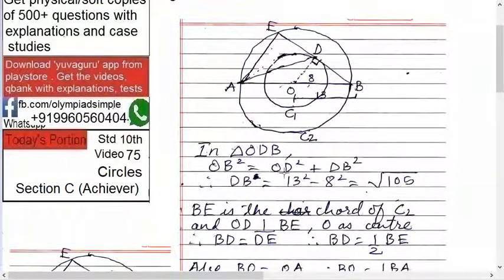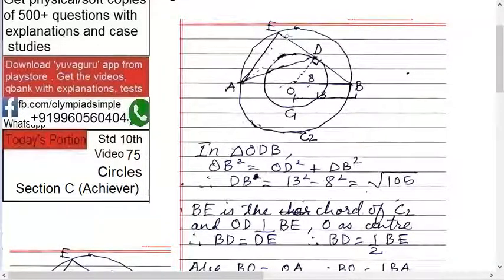OB square equals OD square plus DB square, right? Therefore DB square equals what? OB square minus OD square, 13 square minus 8 square, right? What is this? This is 13, this is 8, smaller radius 8, bigger radius 13. So root of 105. Okay, you got DB as root of 105.